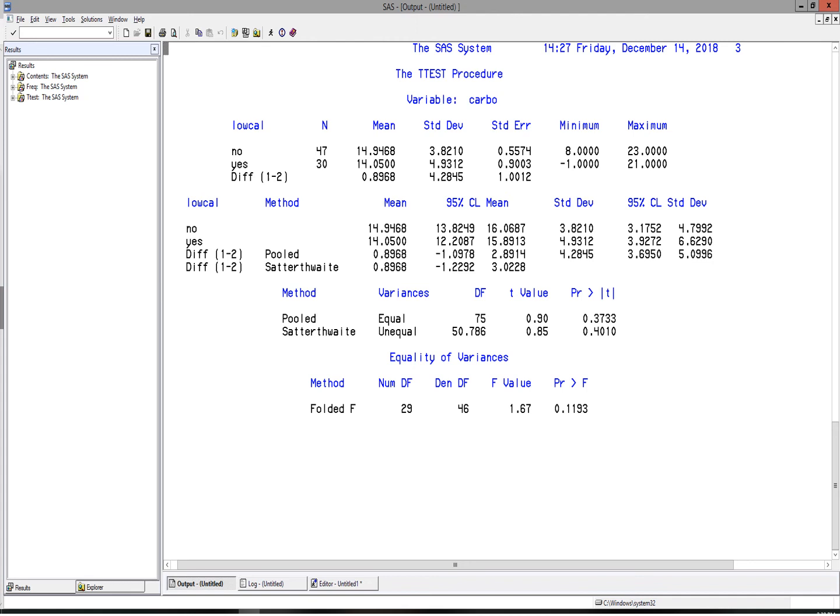Joules maybe? I don't know, I'm pulling that from my brain. I could be completely wrong, but the difference is about 0.9 units. Now, is that a significant difference? That's the question we're interested in.